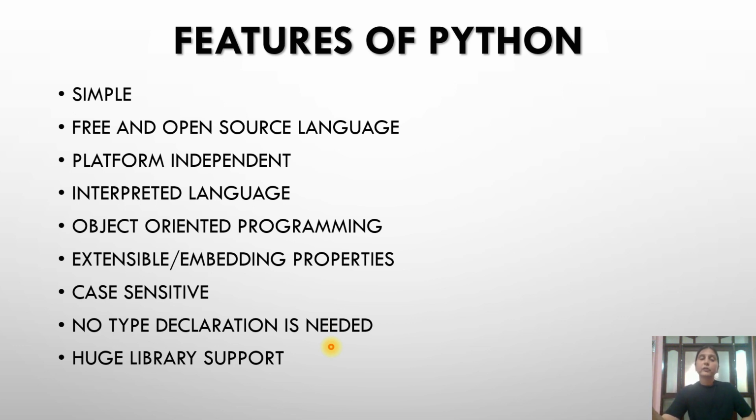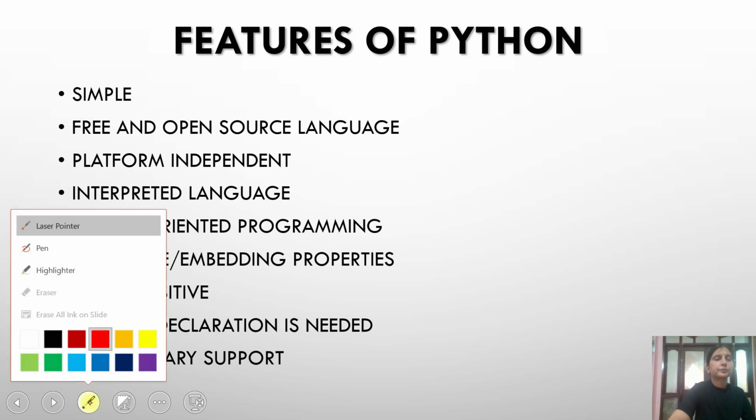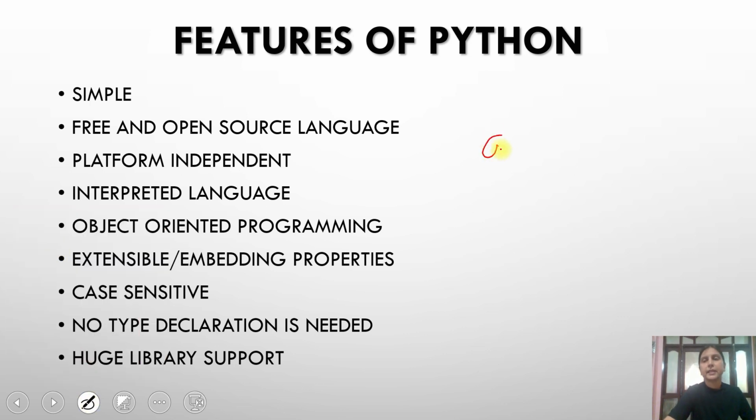In Java, what we used to do is declare the variable, like int a, string name. So we used to declare the variable. But in Python, we simply write a equals to, for example, a equals to 4. We are not declaring the type of variable, int. We simply write a equals to 4.